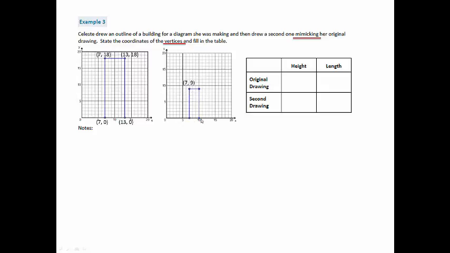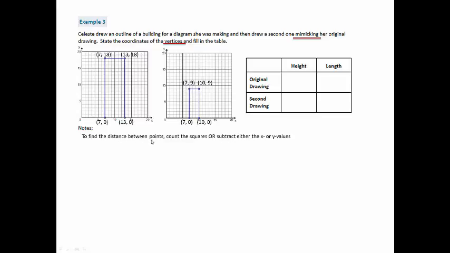Then we have 10 over, 9 up. We have 7 over 0 up and 10 over 0 up. So those are our coordinates. These are the vertices of each part of our drawing. These are corresponding points. The point 7, 18 corresponds to the point 7, 9.